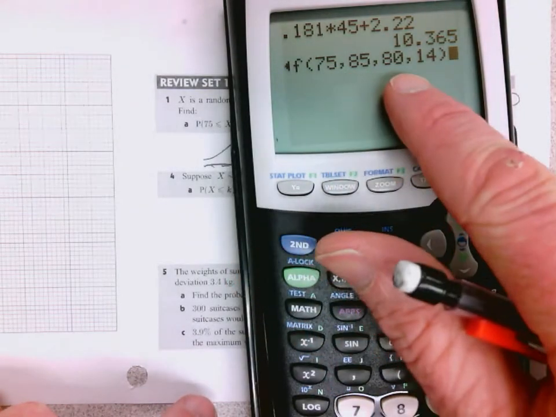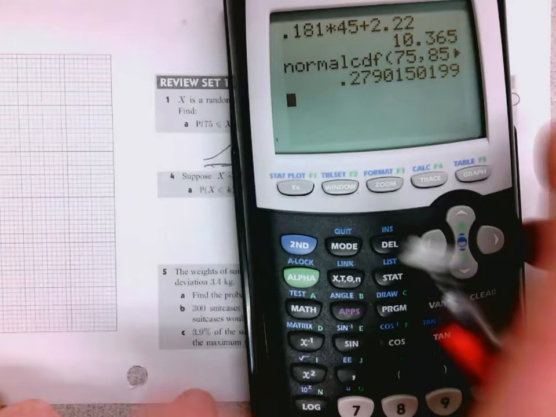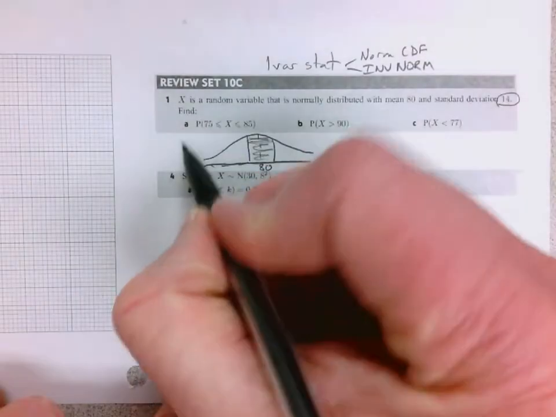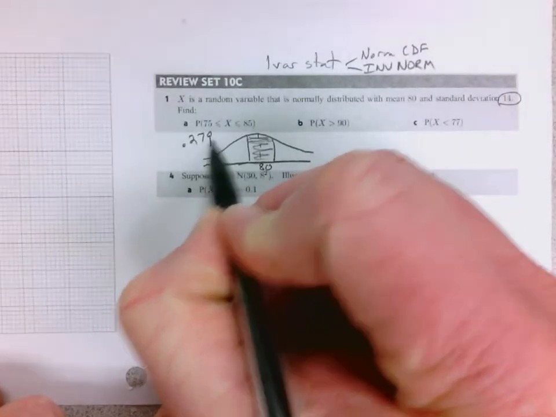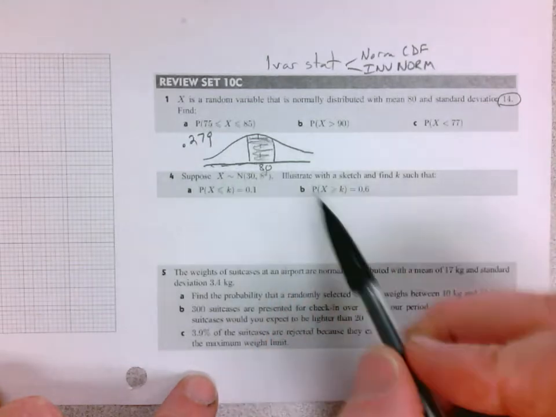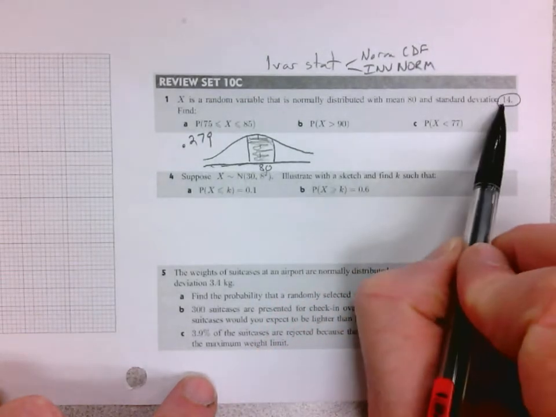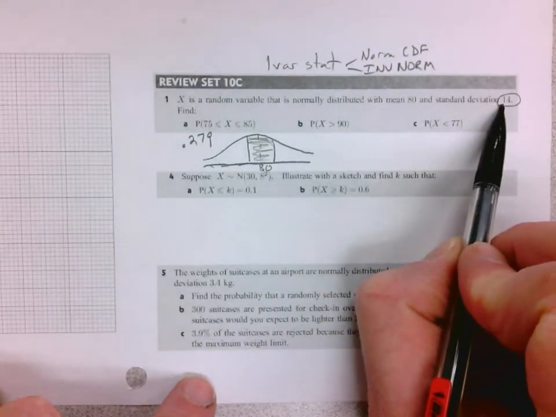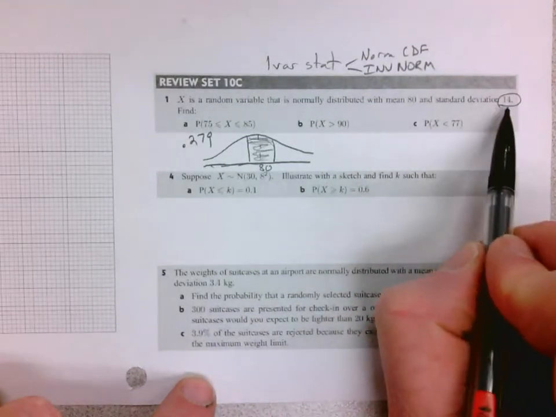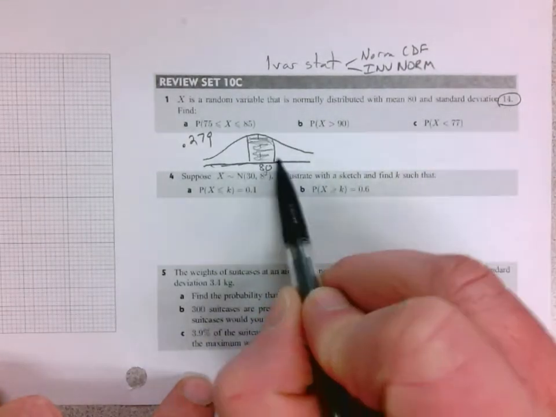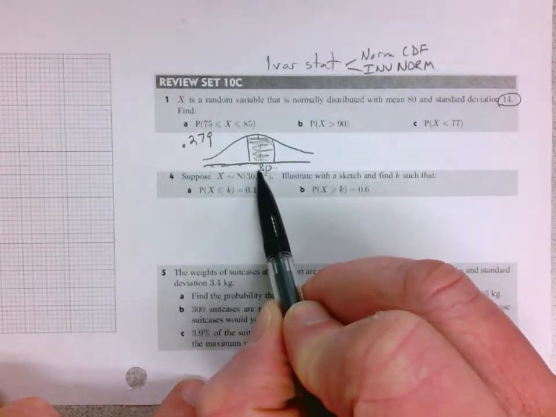This is what it looks like if you don't have a TI-84. 0.279. That would mean 27.9% of the data is between those two values. Notice that's less than one standard deviation away. If it asks for one standard deviation, that would be 94 and then 66.